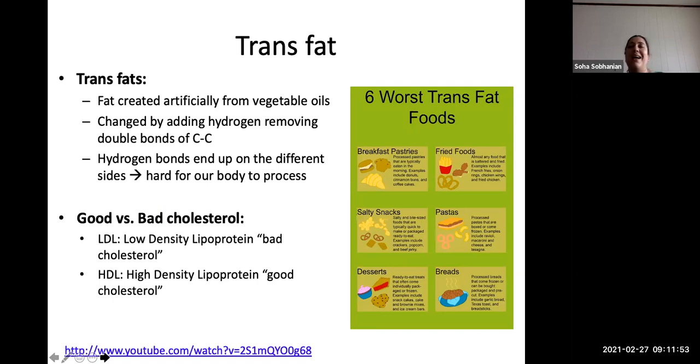So trans fat is a whole different ball game, guys. Trans fat is actually identified as the most unhealthy type of fat that you can consume. Okay, so I'm going to say it one more time. If you're looking at the three categories of fat, which are saturated fat, unsaturated fat, and trans fat, between these three, which one is the worst type of fat? Your answer is trans fat.